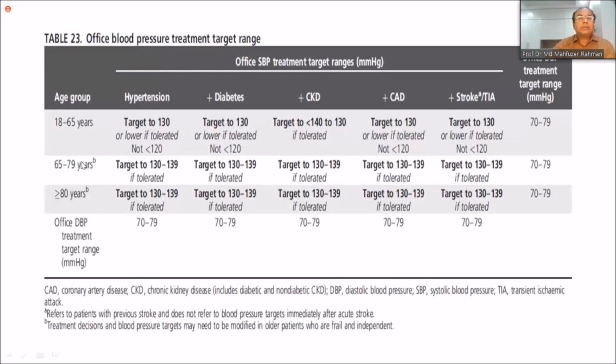But in advancing age, in patient having age 80 or more than 80 years, target 130 to 139 if tolerated. In diabetes, 130 to 139. In chronic kidney disease, it is also 130 to 139. In coronary artery disease, 130 to 139. And in presence of a stroke or transient ischemic attack, it is also 130 to 139. But in all cases, in elderly person, diastolic blood pressure 70 to 79 is the target blood pressure in office blood pressure measurement.